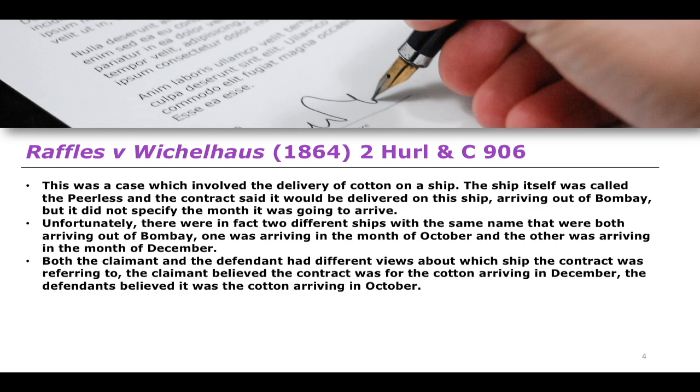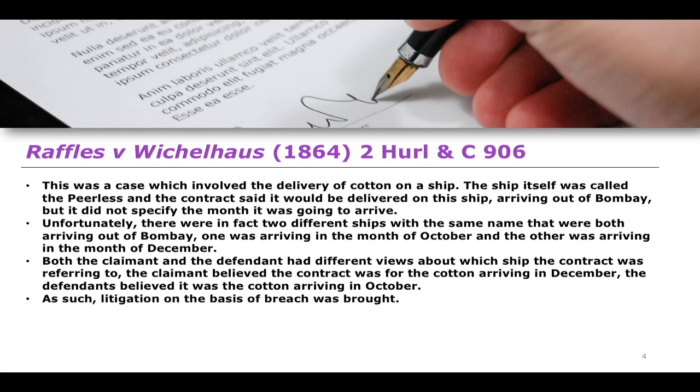Both the claimant and the defendant had different views about which ship the contract was in fact referring to. The claimant believed that it was a contract for cotton arriving in December. The defendants believed it was for cotton arriving in October. I forgot to add as well that they were two different ships of the same name, arriving out of the same place in roughly the same time period and carrying the same cargo. So there was also that problem. It would have been easily solved if one was carrying something other than cotton, because then you would conclude it's the one carrying cotton, since our contract is for the delivery of cotton on a ship. Unfortunately, they were both delivering cotton.